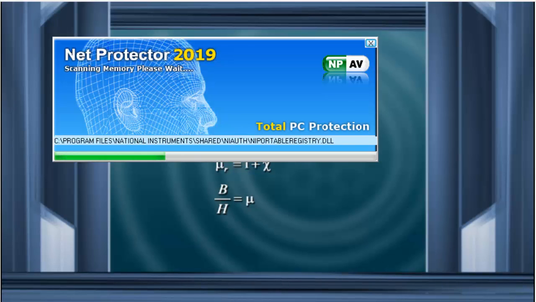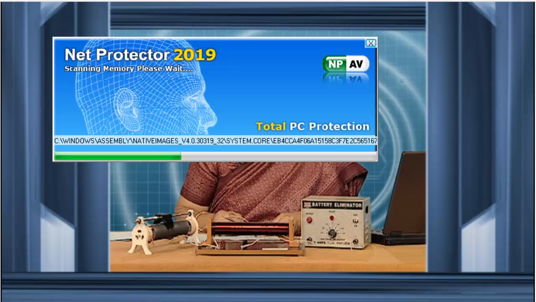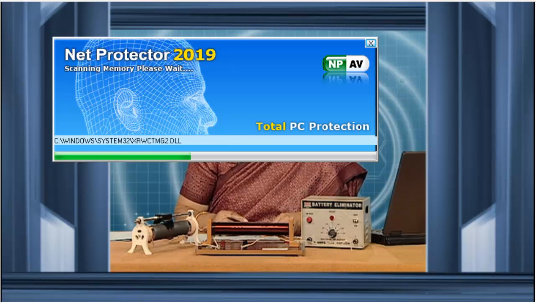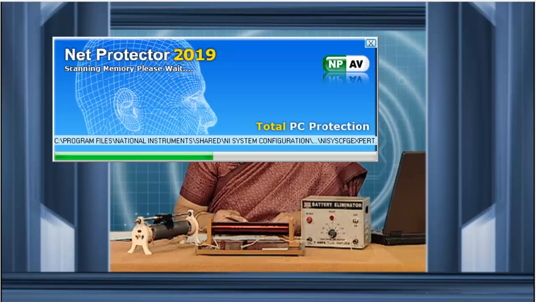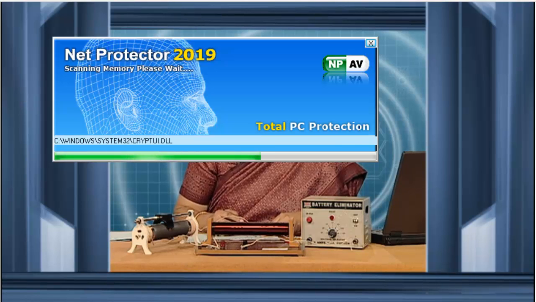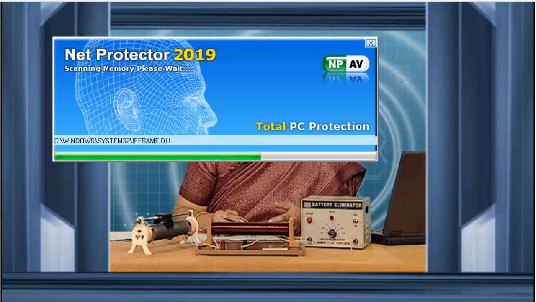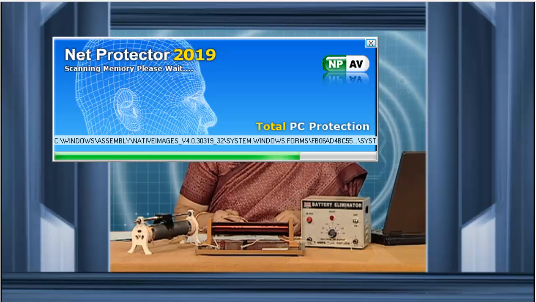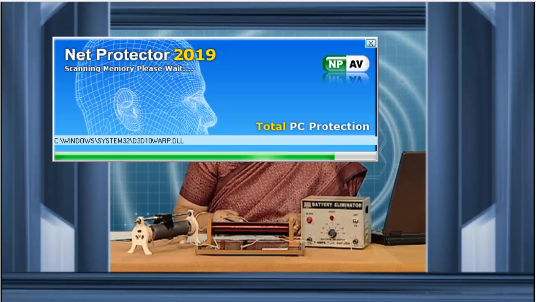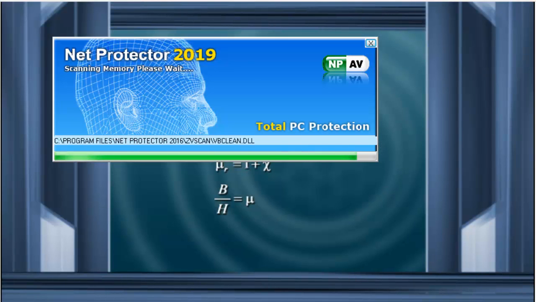What is mu r? Mu r is relative permeability. That means you compare the permeability of the material to that of vacuum. How much more allowance there is for the flux through a material is governed by the relative permeability. Obviously, permeability and susceptibility should be related, and this is our relationship: mu r is equal to 1 plus xi.